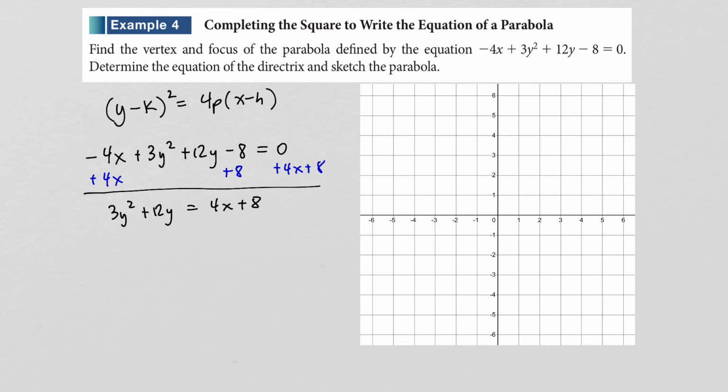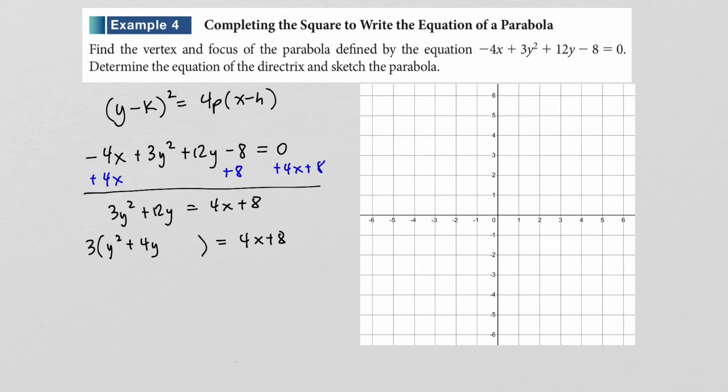Next, I need to complete the square on the left-hand side of the equation. To do that, we have to factor out the 3 first. So if we pull out the 3, we get 3 times y squared plus 4y. And the other side stays the same. And you'll notice that I left a little space here to complete the square.